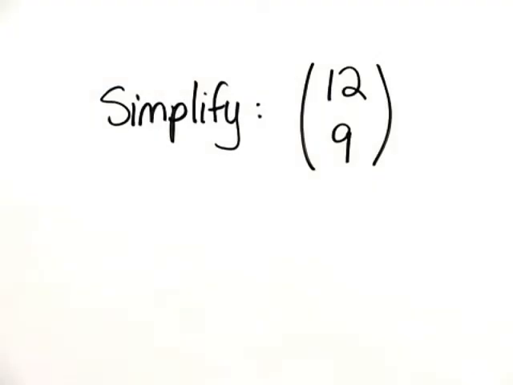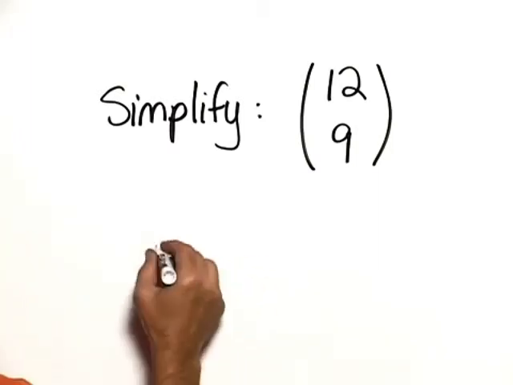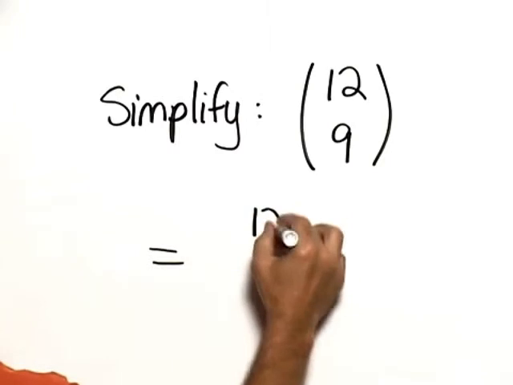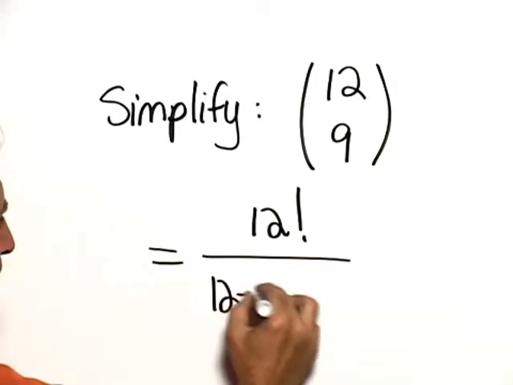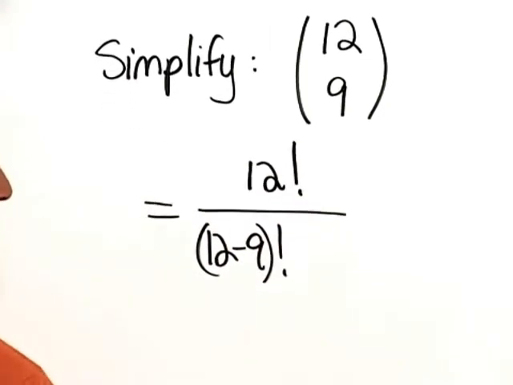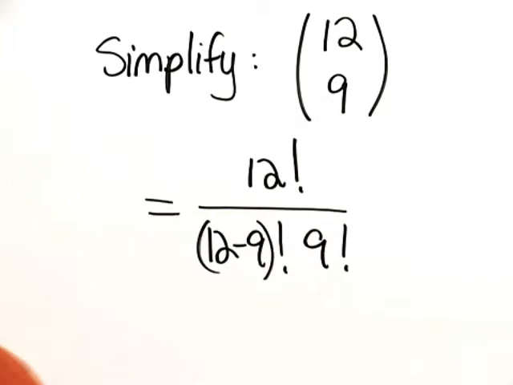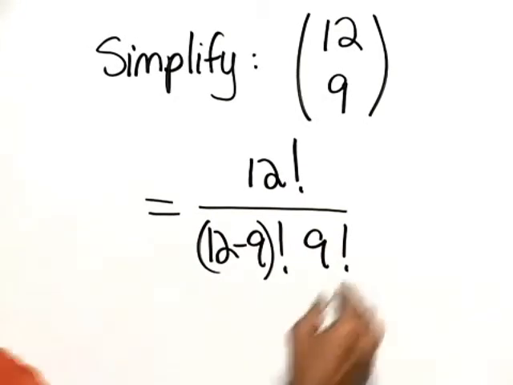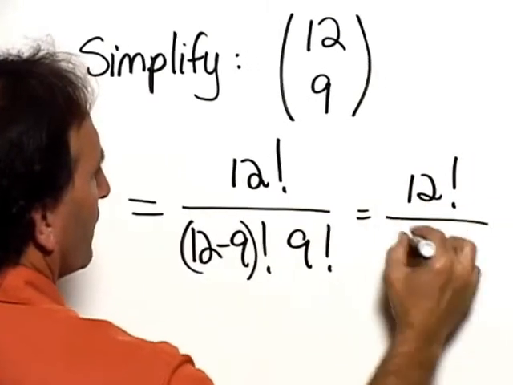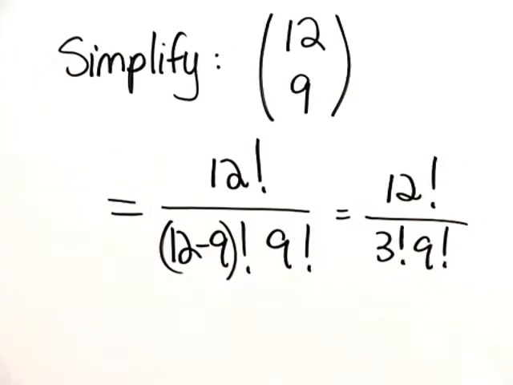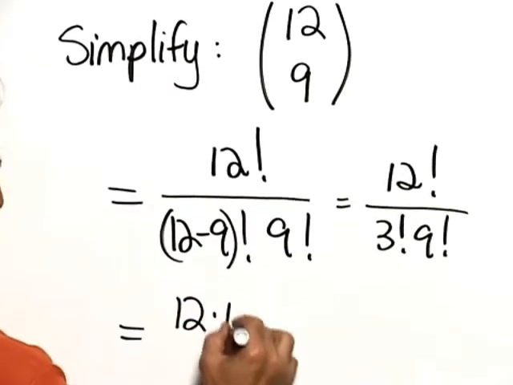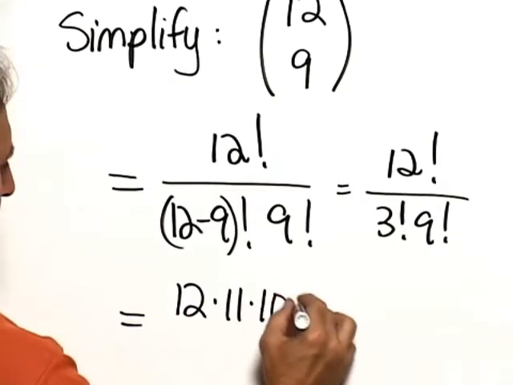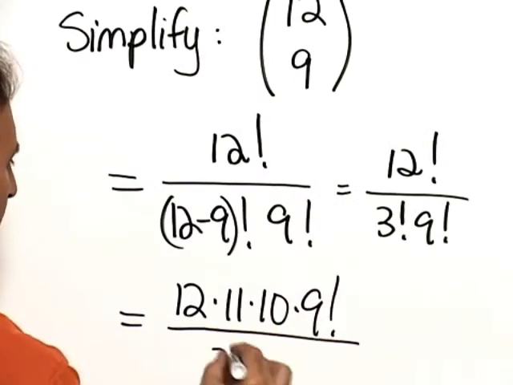Simplify 12 choose 9. Well, we use our formula for 12 choose 9, and that is equal to 12 factorial divided by 12 minus 9 factorial times 9 factorial. So this would be equal to 12 factorial divided by 3 factorial times 9 factorial. And now to simplify this, let's write 12 factorial as 12 times 11 times 10 times 9 factorial.